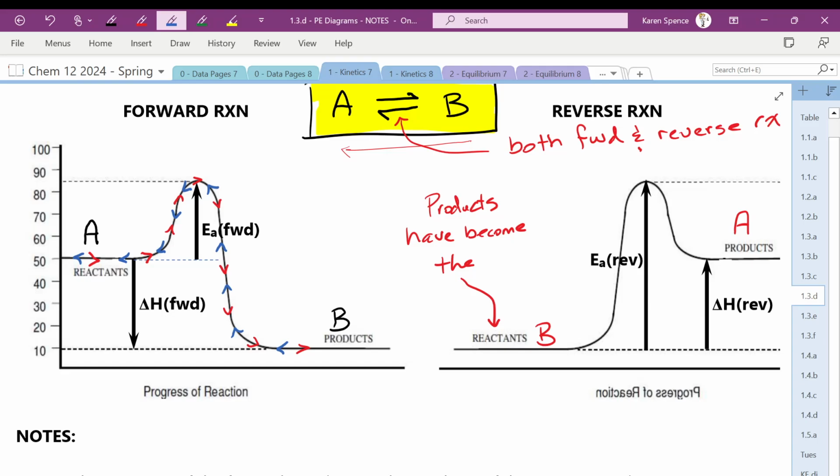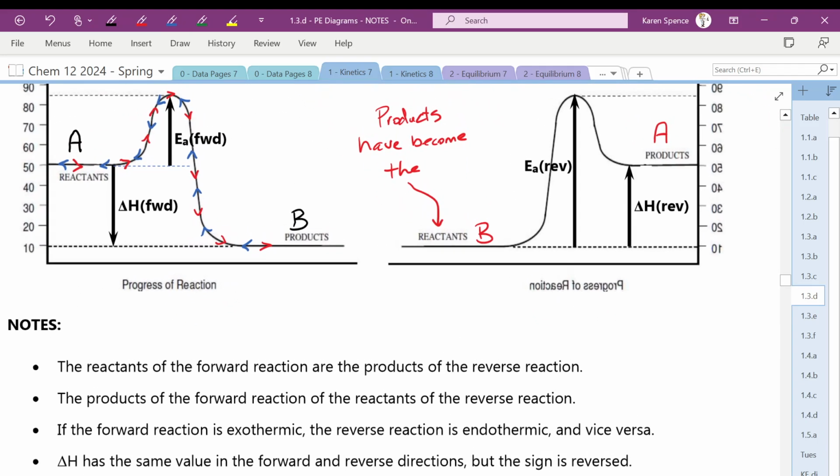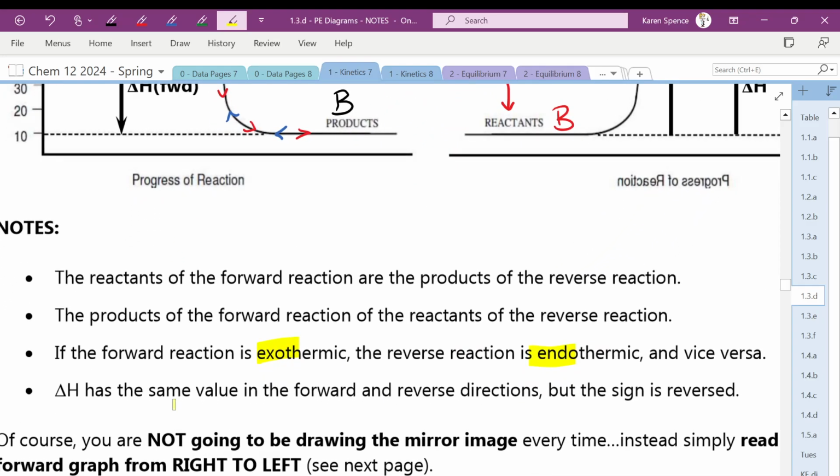Okay? But other than right now, we're not going to draw the graph like this and then like this. We'll just read it forward and then we'll read it backward. If the forward reaction is exothermic, what does that tell you about the reverse reaction? It has to be endothermic and vice versa. And delta H will have the same value because the difference is the same, but the sign will be reversed.